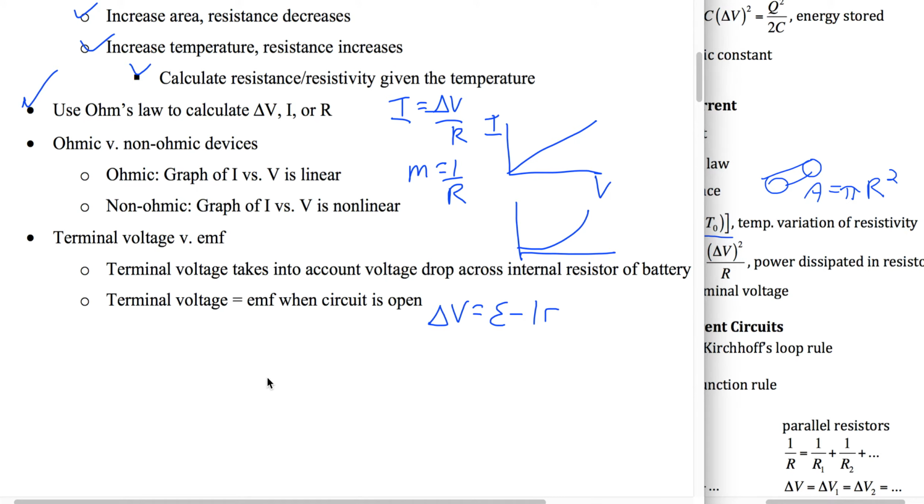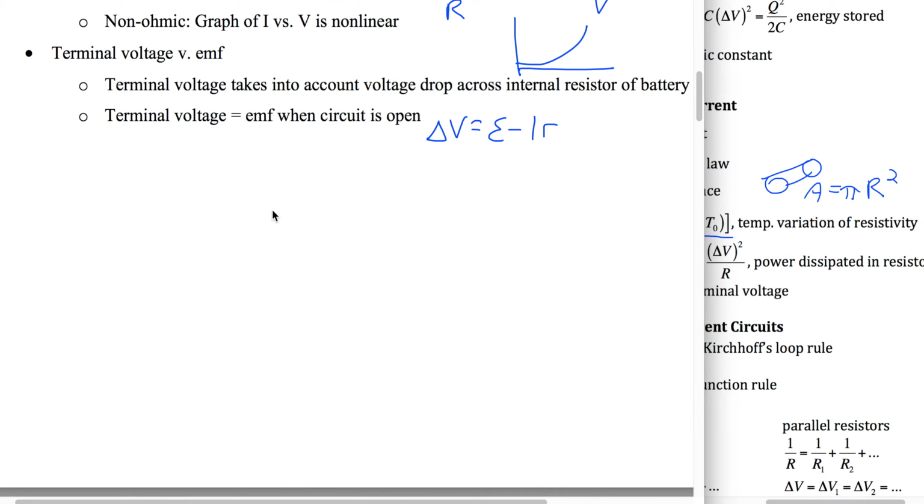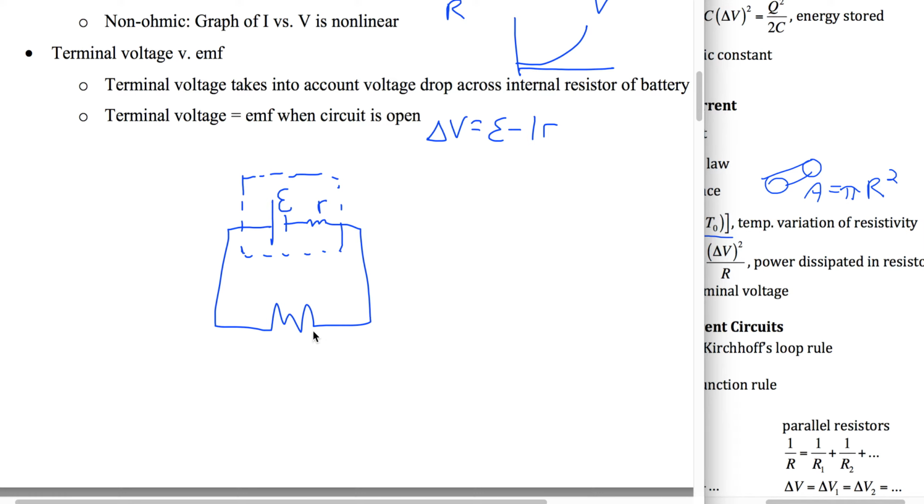So what this means is that we have a circuit, and this here is what we call the battery. It consists of the EMF source, what's giving the energy to the charges, and an internal resistance, little r. And then this battery is connected to a resistor R, which is sometimes called the load resistance.